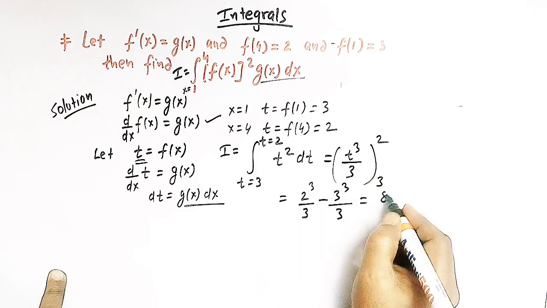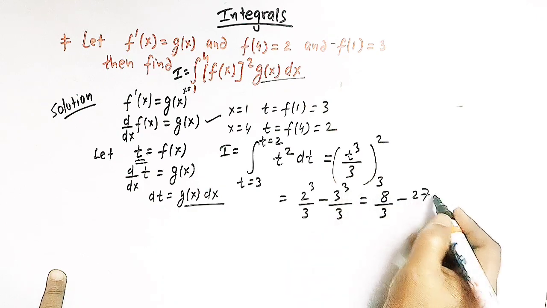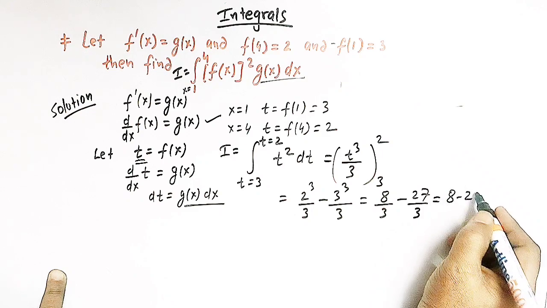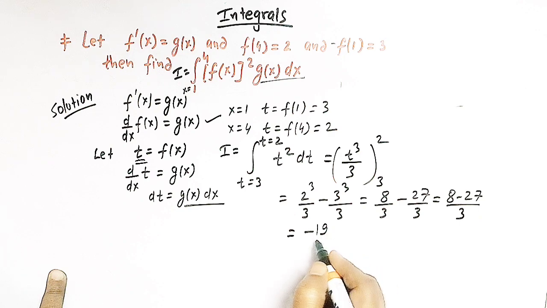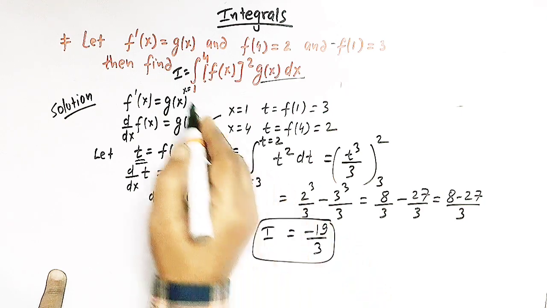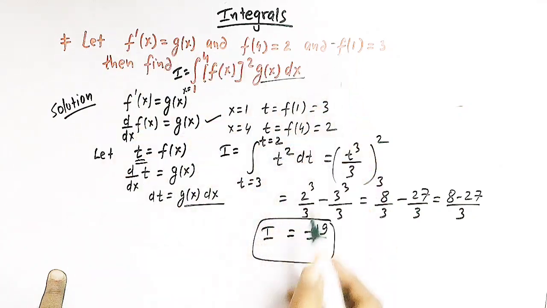So 2 cube is 8, so we have 8 over 3, and 3 cube is 27 over 3. So this is 8 minus 27 over 3. 8 minus 27 is minus 19, so this is minus 19 over 3. So the required value of this integral I under these conditions is equal to minus 19 over 3.